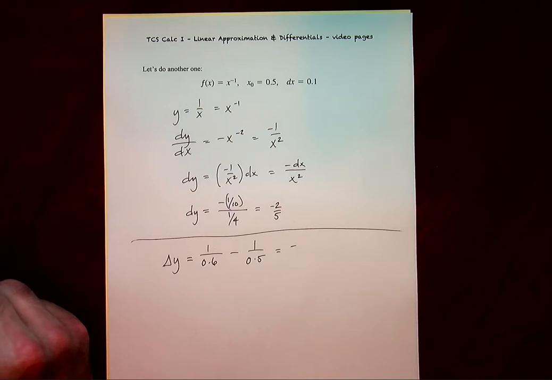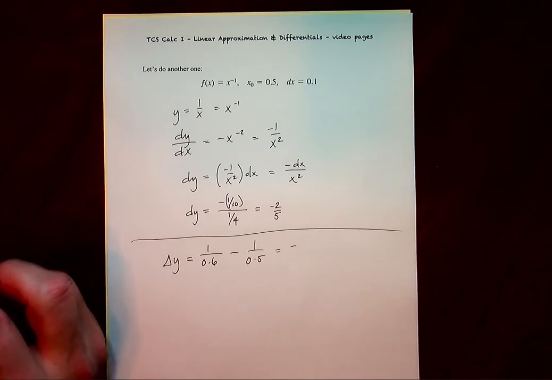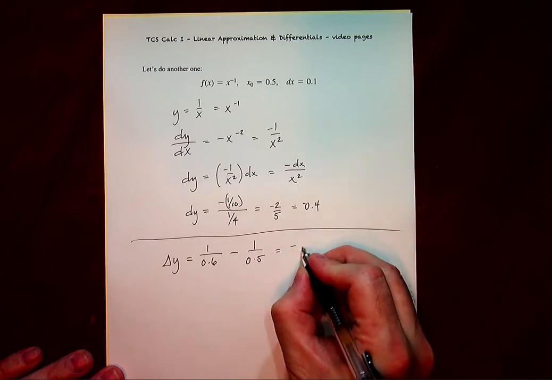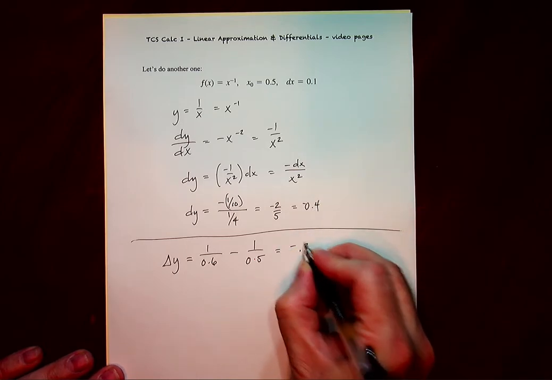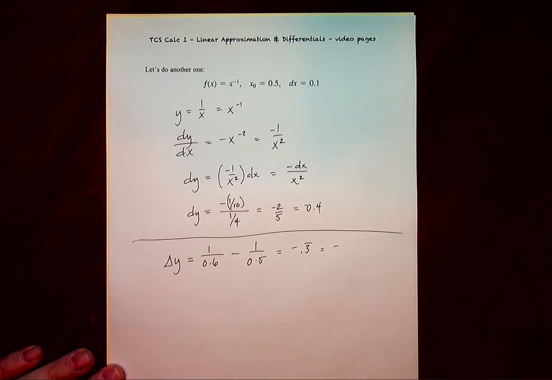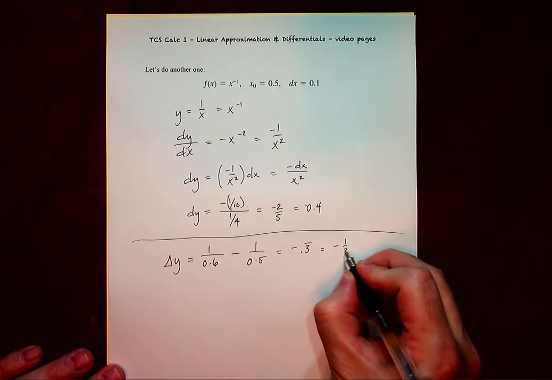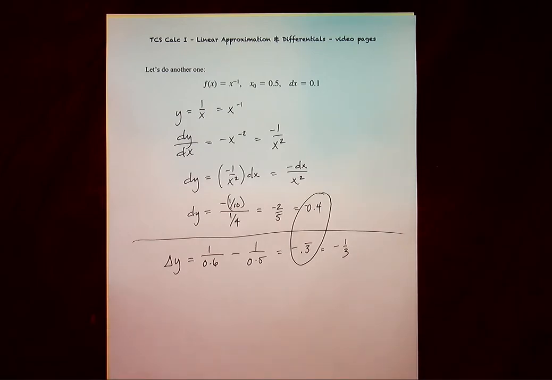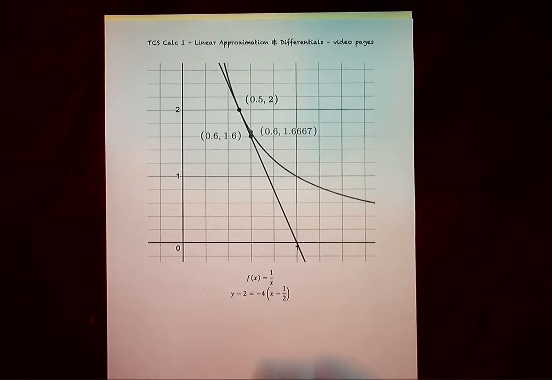There we go. That wasn't exactly right. So this is negative 0.4, and this is negative 0.3 repeated, so that's negative 1/3. But if you compare those two, it's not a bad approximation, right? Not terrible. Okay, let's go ahead and let's move on to yet another one. Actually, before we do, let's go ahead and take a look at another one of those graphs, okay?